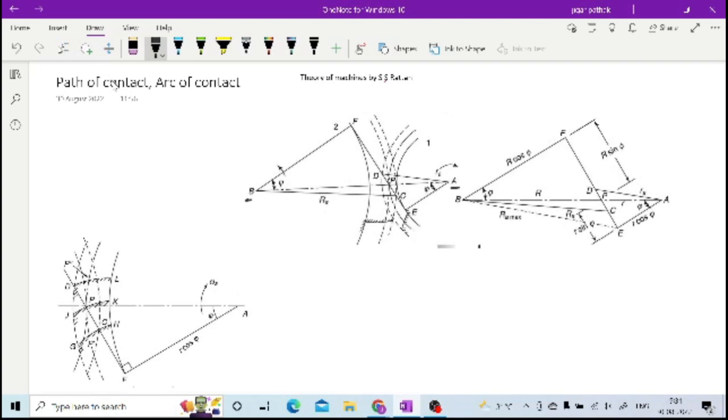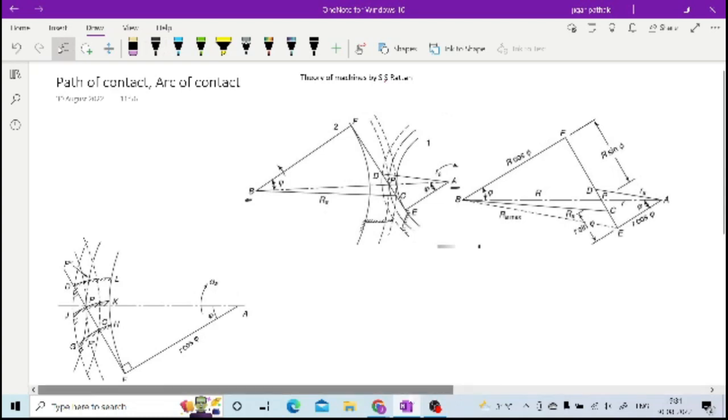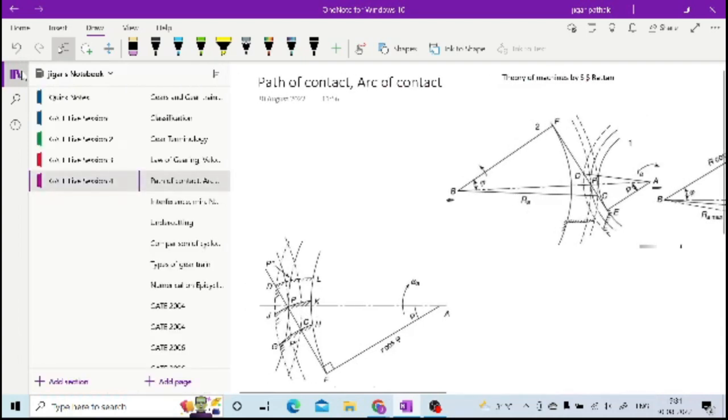Yes, I have one doubt. What is the difference between the velocity at the pitch point and the sliding velocity? How to differentiate between them? I guess velocity at pitch point, can you tell me what can be the velocity at pitch point? So R into omega, radius into angular velocity.